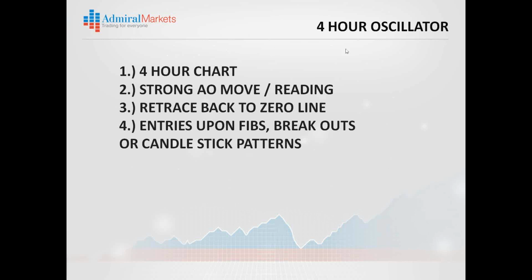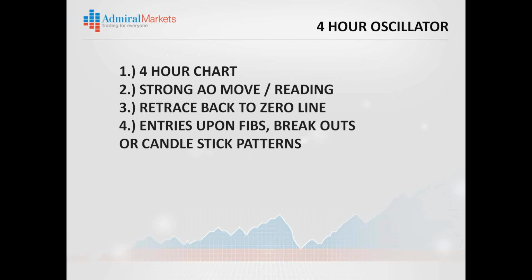So what I look at for this 4 hour oscillator trade is strong moves in the AO, by the way, which is the Awesome Oscillator from Bill Williams, of course. And you can find that by going to indicators, Bill Williams, and then Awesome Oscillator, just in case. So what I want to see is a strong AO move in one direction or another, up or down. And what I want to see is then a retrace back to the zero line. And that gives me the opportunity then to enter on fib or breakout or candlestick pattern.